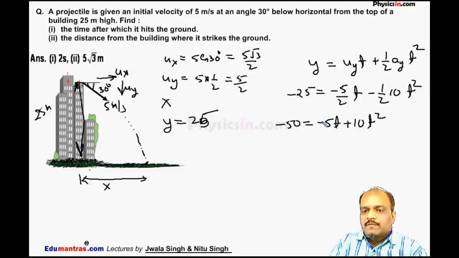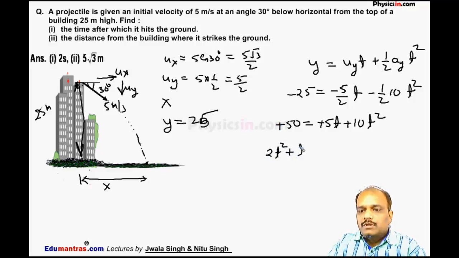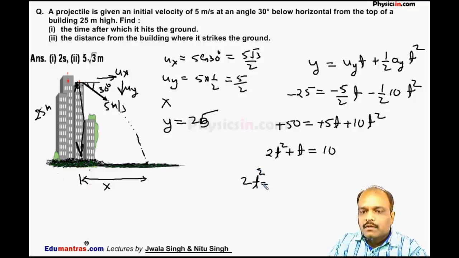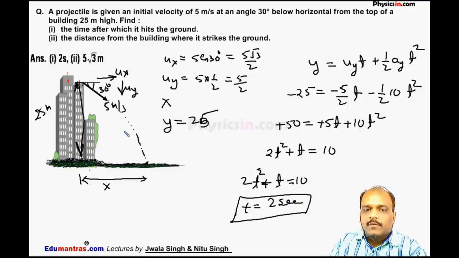So this minus will vanish. We get this as 2t square plus t is equal to 10. Solving it we get t is equal to 2 seconds. So the time of flight of this particle is 2 seconds.